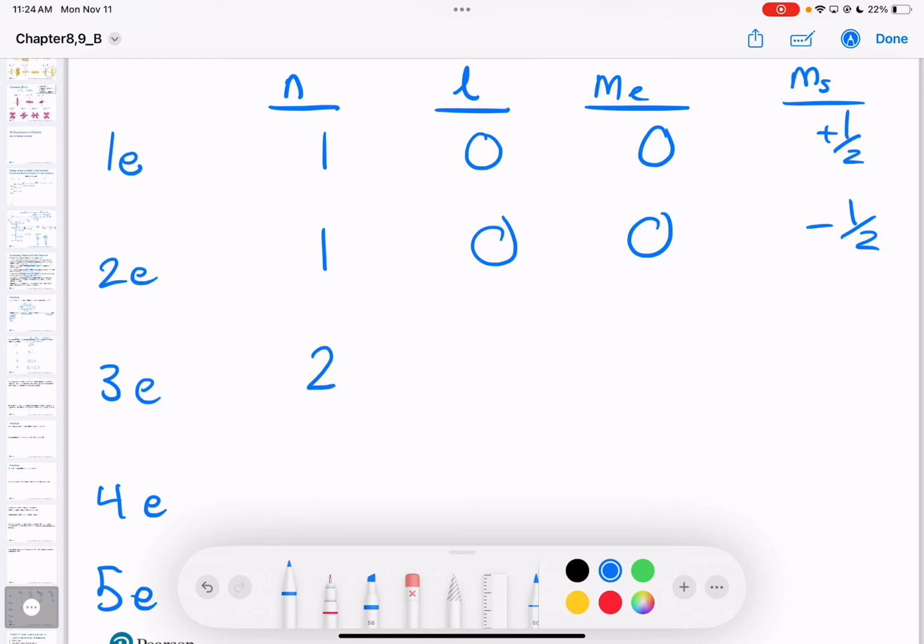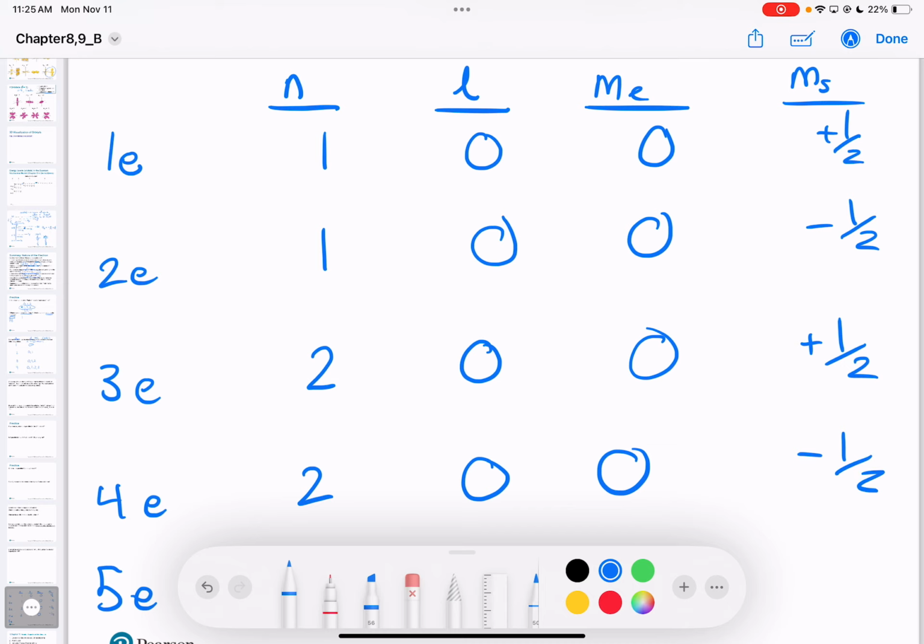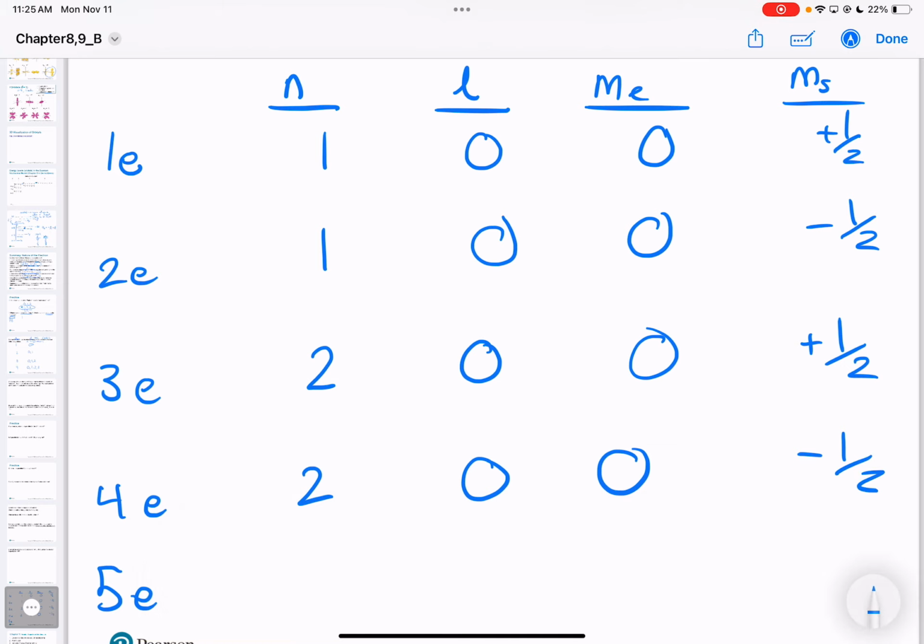There's only 1 orbital in the first energy level. So with that third electron, I have to go up to the second energy level. Still an s orbital. There's only 1 s orbital, so its m sub l is 0. And the next 2 electrons will be in that orbital. So 2, 0, 0, plus 1/2; 2, 0, 0, minus 1/2.